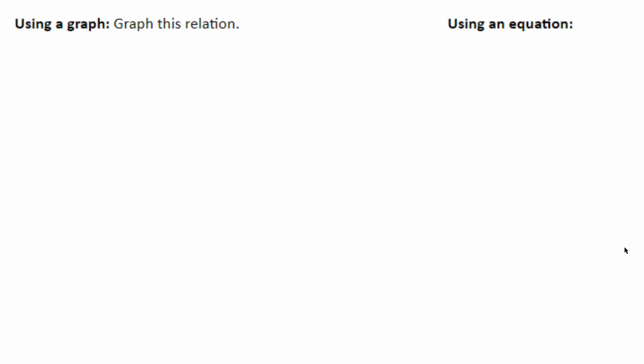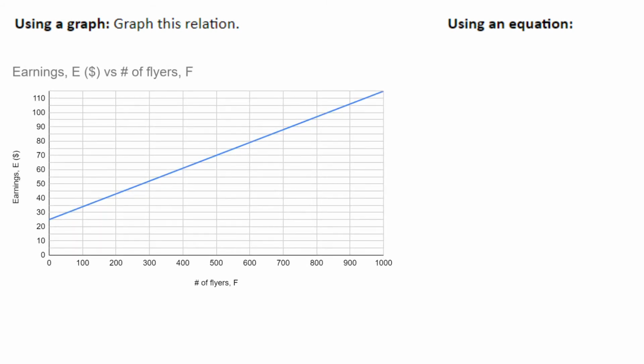So we want to graph this relation. I graphed it right here, and as you can tell, we start at $25, and then every 100 flyers we add an additional $9 to her salary. Okay, so at 5, yeah, it's perfect. And then using our equation of y equals mx plus b, we can now state that if E is our earnings and F is the number of flyers sold, then our relation is E equals 9 over 100 F plus 25.